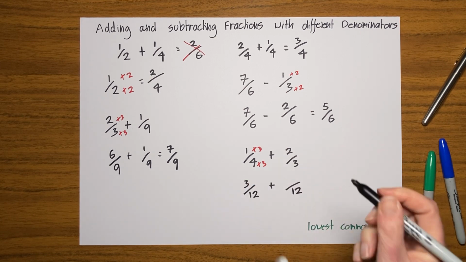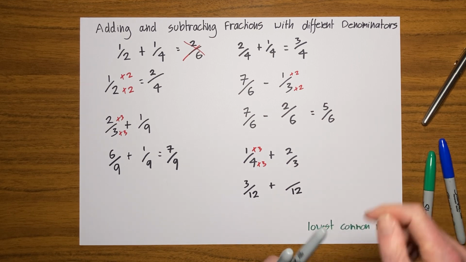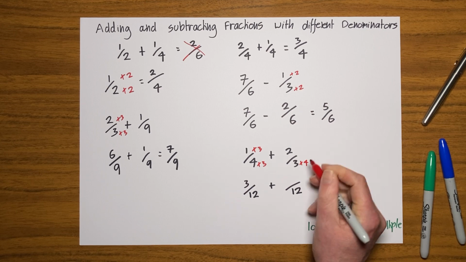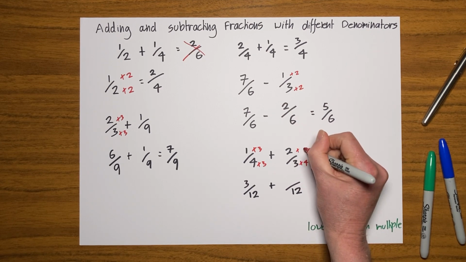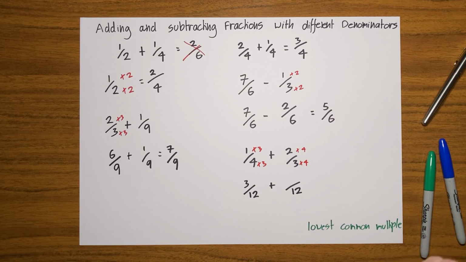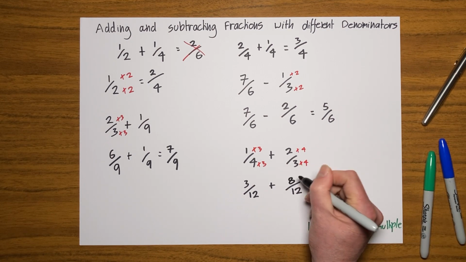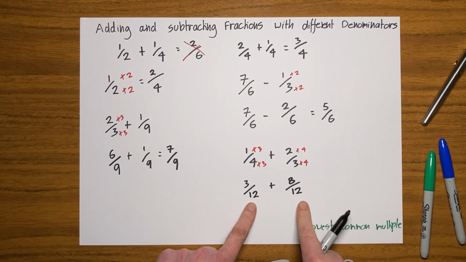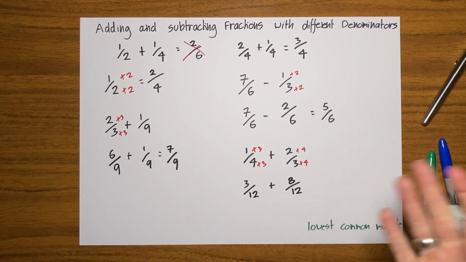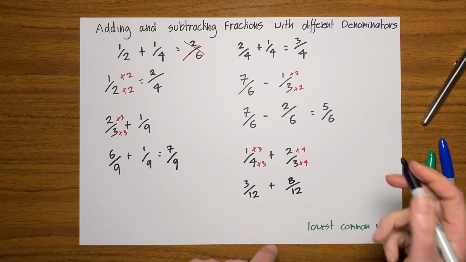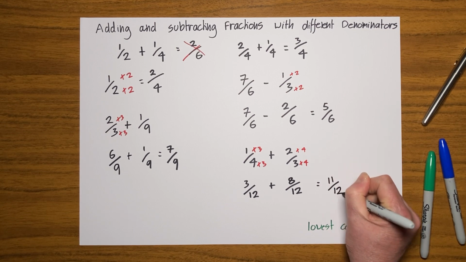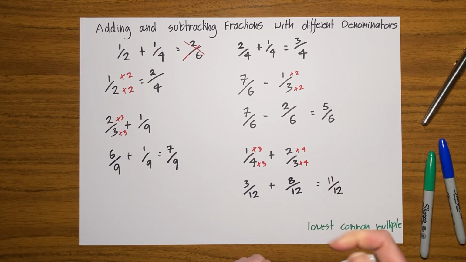And then exactly the same on this side. How many 3s go into 12? Well, it is 4. So I must do the same to the top. 2 times 4 is 8. And now I've converted both of these fractions into 12ths, and they're equivalent fractions. And so now I can add them together. So 3 12ths add 8 12ths gives me 11 12ths. I'm going to give some further examples of this in another video.